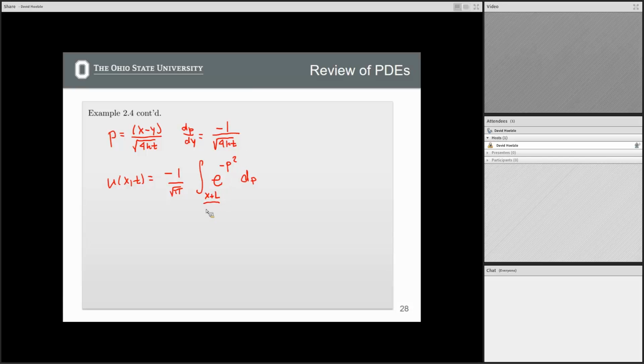Now the limits of integration become x plus L for the lower limit of integration and x minus L for the upper limit of integration.